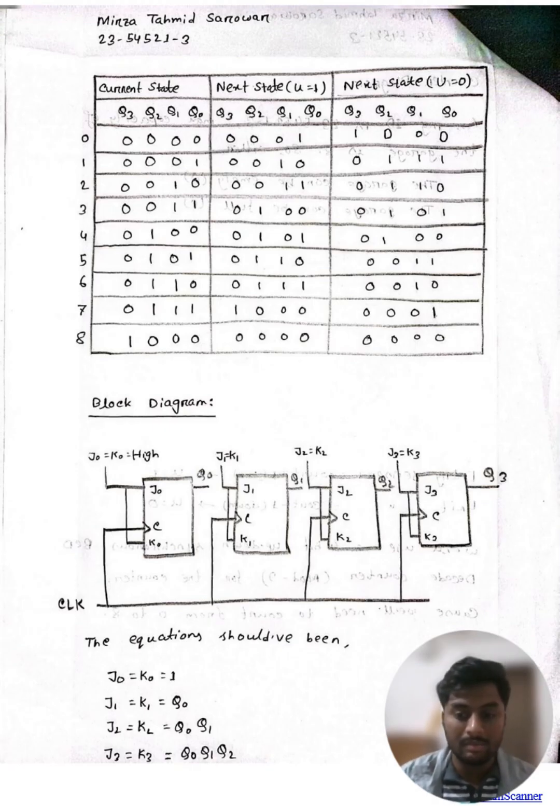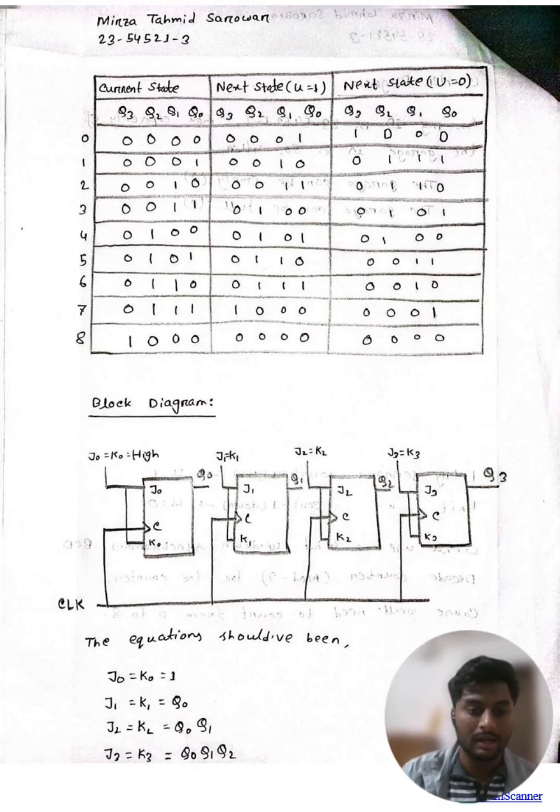So the state table validates the correctness of both the counter design and the derived equations, which we'll be talking about later. As it was an up-down counter, we can see here two states, mainly three states. This is the current state, and the next state either can be this one or this one. So basically, if we go up, then that will be the middle one, and if we go down, then that will be the right side one. So this is the state table.